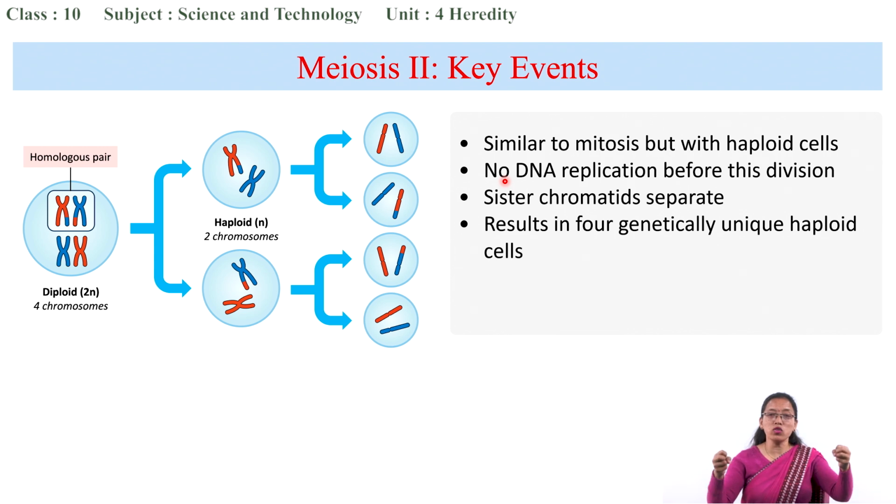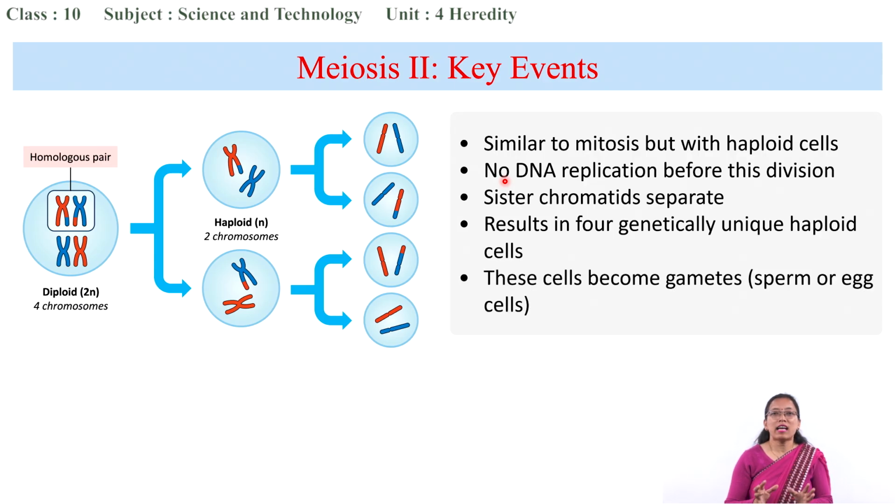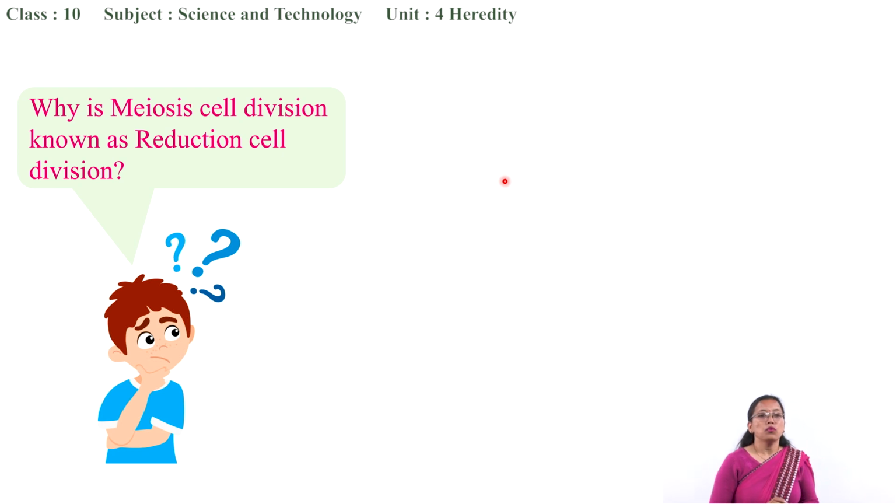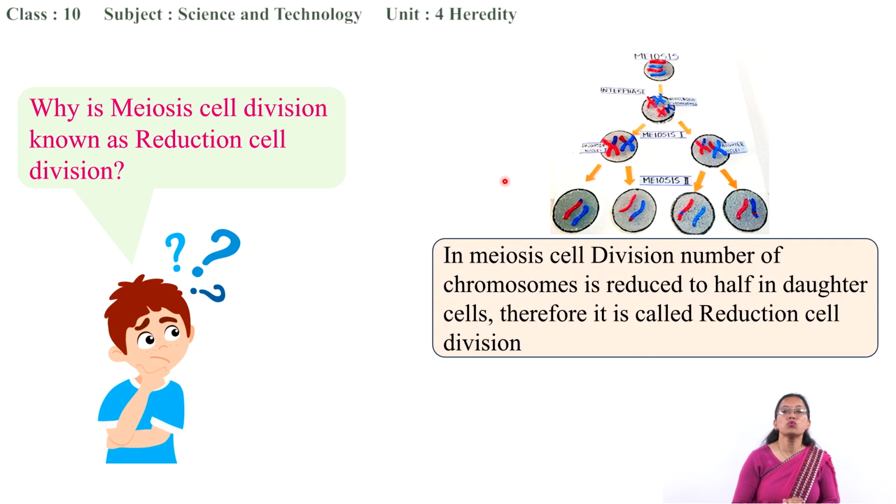They are not identical, they are unique to each other. Each and every cell will have different characteristics. These cells become gametes. Now these are the haploid gamete cells. In this way, meiosis II completes, and from one single diploid cell, 4 haploid daughter cells are formed, which we remember as the gametes. Now, why is meiosis known as reductional cell division? Yes, we have discussed, the number of chromosomes is reduced to half. Because of that, it is called reductional cell division.